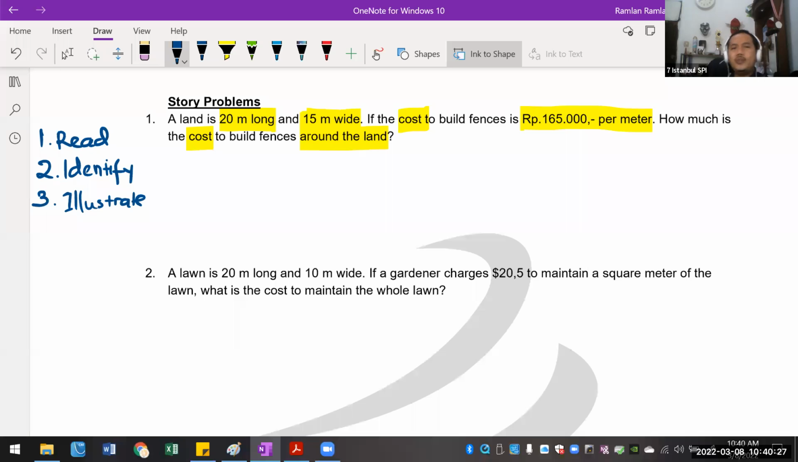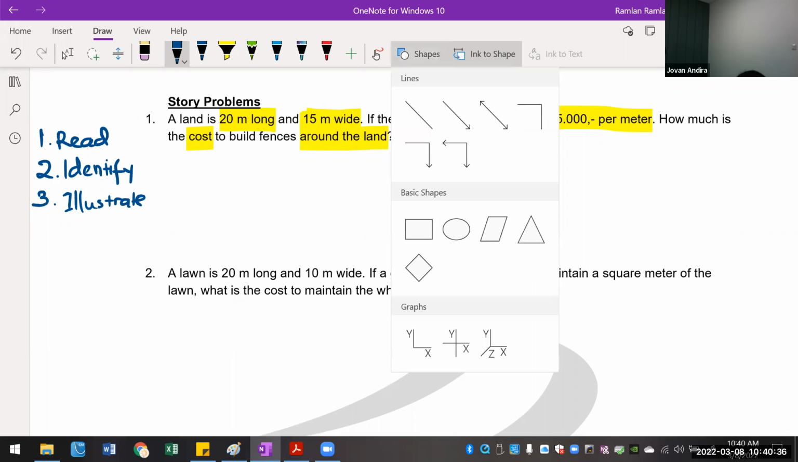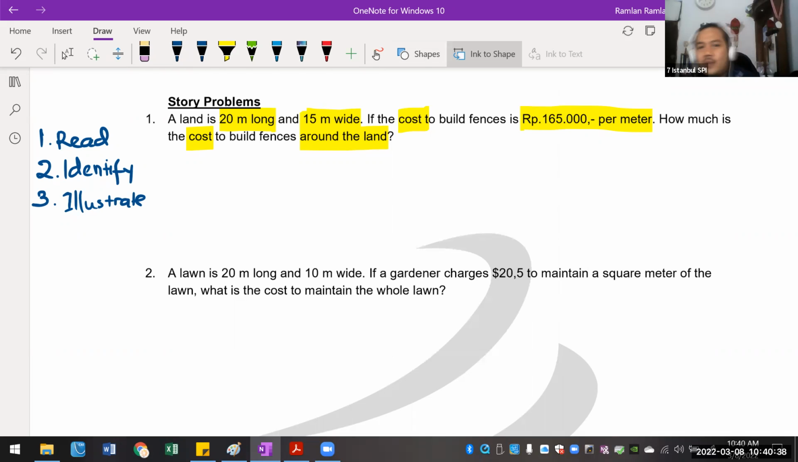Okay, I'm gonna go to Jovan first. Jovan, what do you think is the shape of this land? We'll start with that question. A rectangle, Pak. Thank you very much, Jovan. Yes, it is a rectangle. I'm now going to draw a rectangle to illustrate that.